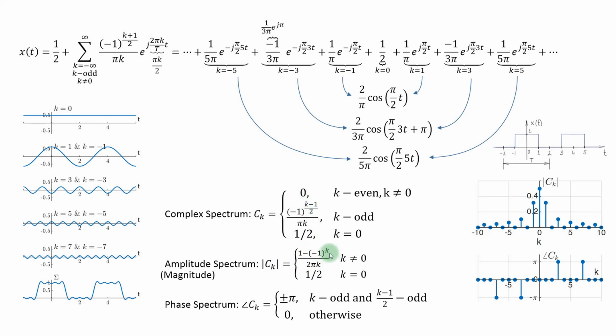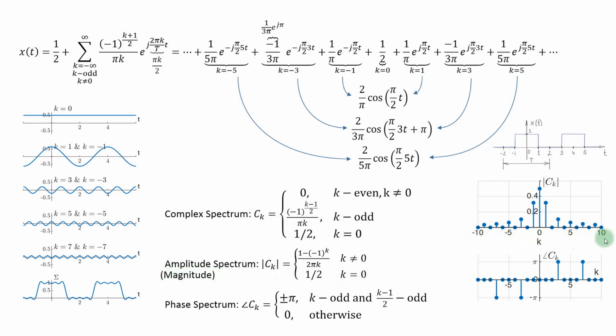Thus, for k even, we will get this 0 as we should. Now, when k is odd, this entire thing will be minus 1. So 1 minus 1 will give us 2, thus this entire expression will be 1 over pi k. That is the absolute value of this expression for k odd. And last, for k equal to 0, 1/2 really is the absolute value of 1/2. So this is the expression for the magnitude spectrum of our signal.